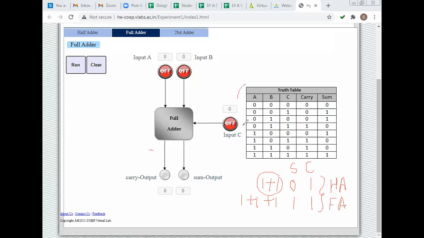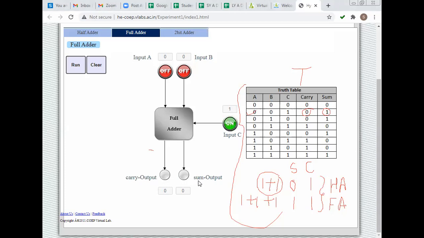Yes, ma'am. This is the theoretical concept. You can check practical also. What happened in practical? Here are the 3 inputs A, B, C. Suppose I will consider the second input. What is the second input? Here the second input is 0, 0, 1. In that case, carry 0, sum 1. You can check practically also. A 0, B 0, C 1.